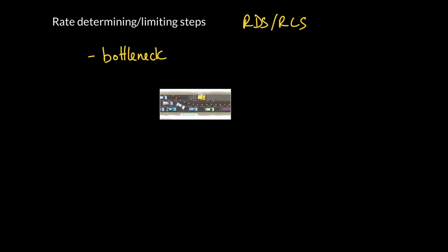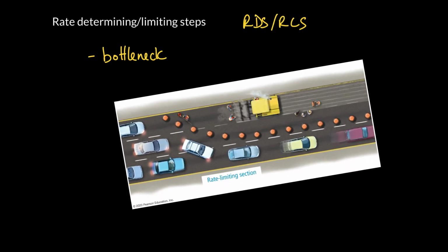And that is the idea of a rate determining step or a rate limiting step. So we can write RDS or RLS for short. And what we find is that there's often in a chemical reaction a bottleneck. There's often a reaction, or an elementary reaction I should say, that is so slow it affects the rate of the overall reaction. So a classic example is as follows.